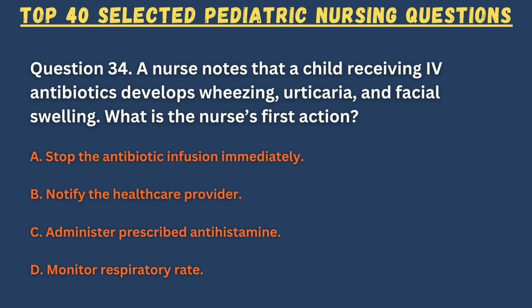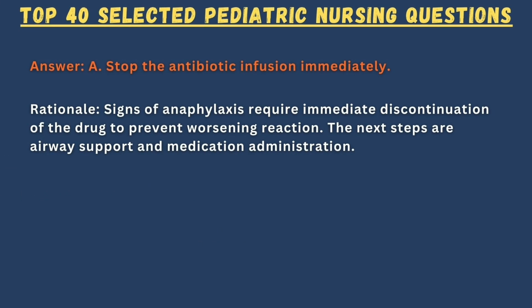Question 34. A nurse notes that a child receiving IV antibiotics develops wheezing, urticaria, and facial swelling. What is the nurse's first action? A. Stop the antibiotic infusion immediately. B. Notify the healthcare provider. C. Administer prescribed antihistamine. D. Monitor respiratory rate.